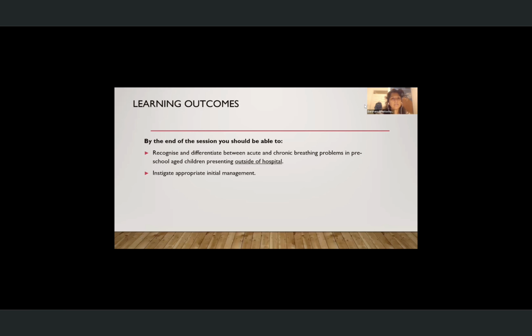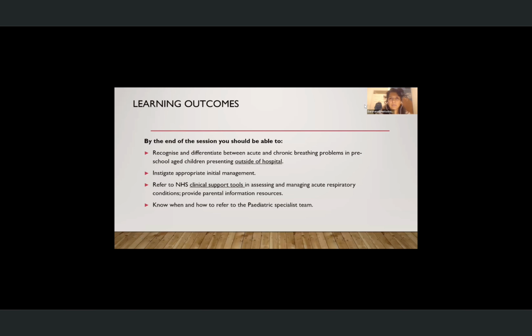You should feel confident instigating appropriate initial management and be able to refer to the new and updated NHS clinical support tools that we have available to us in assessing and managing acute respiratory conditions, and also being able to provide parent information resources as well and know where to look. And finally, I hope to give you some tips on when and how to refer to your paediatric specialist team.